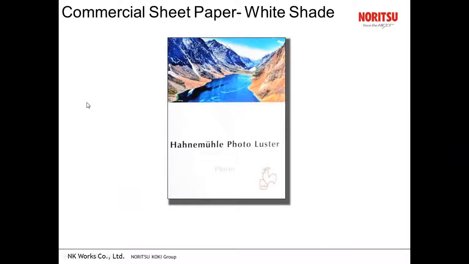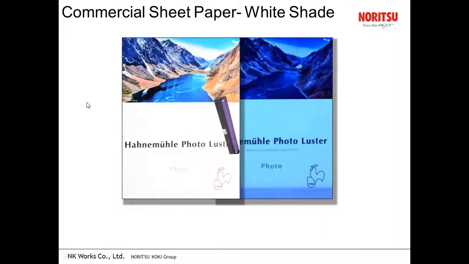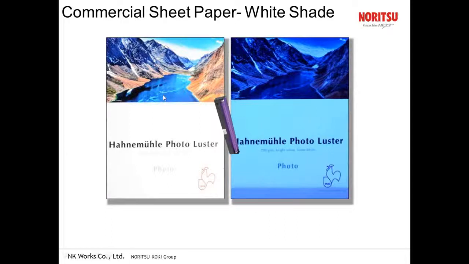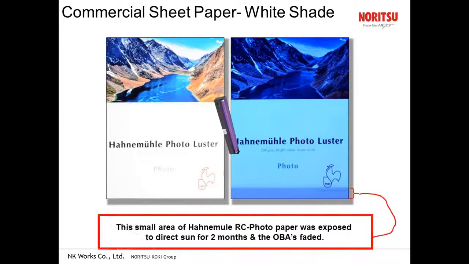I'm going to show you a sample print from Hahnemuhle photographic paper. And this sample print I had sitting near my window in my home office. And on top of the print itself, there was another piece of paper covering this area of the print. So this area here was exposed to sunlight for approximately 2 months before I started to notice a difference in the look of the white.